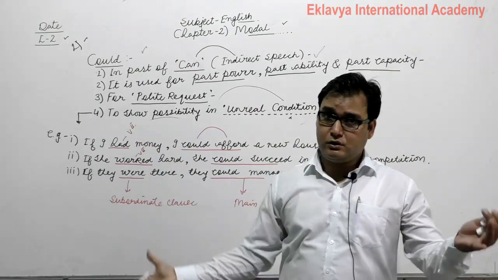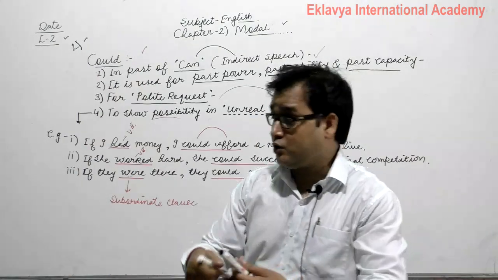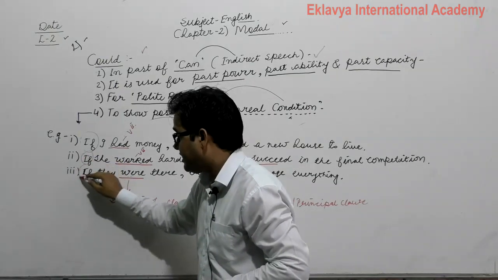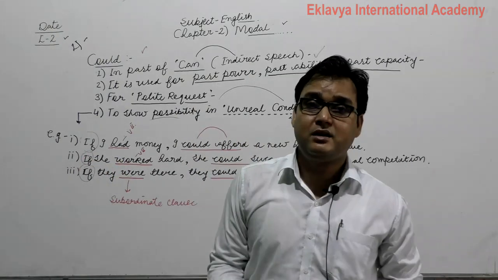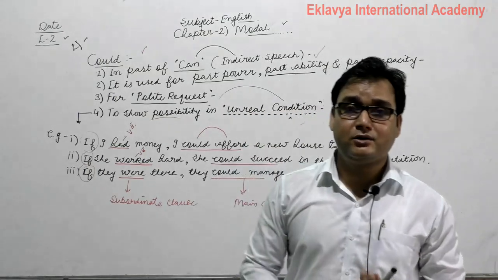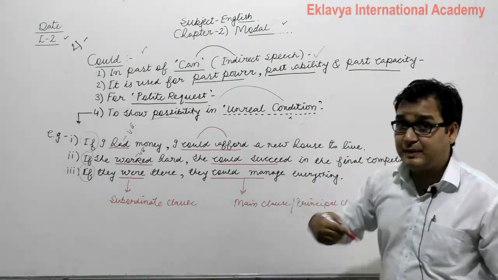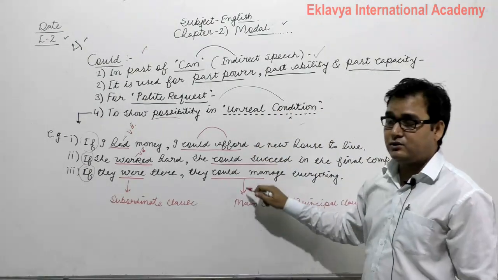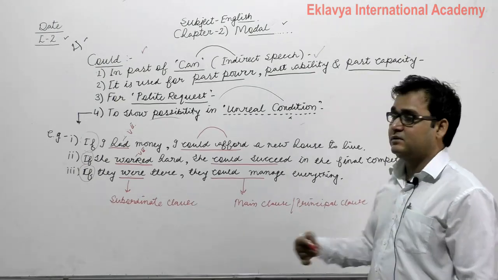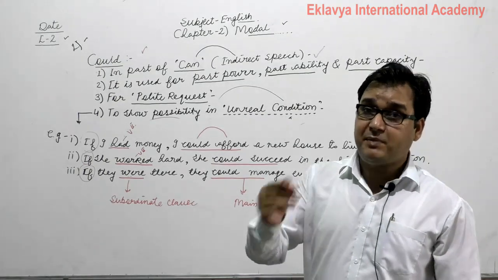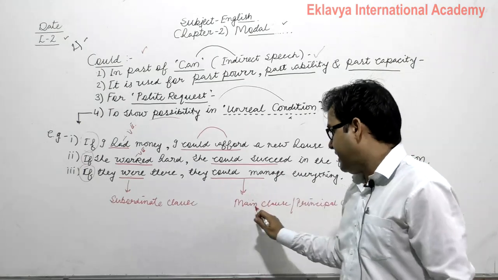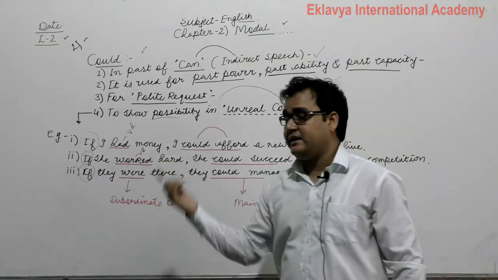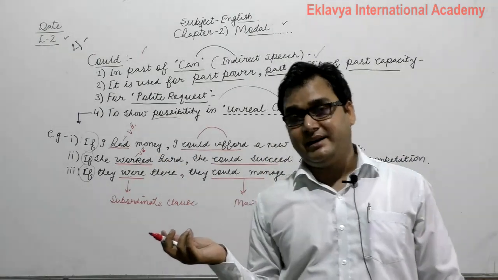Don't forget that we have two clauses here. The clause which is joined by the subordinating conjunction is known as subordinate clause, and the rest one, which does not depend on any other clause, is known as independent clause, main clause and principal clause. तीन नाम है इसके. The subordinate clause is the dependent one. If I had money, अगर मेरे पास पैसा होता, it is incomplete.